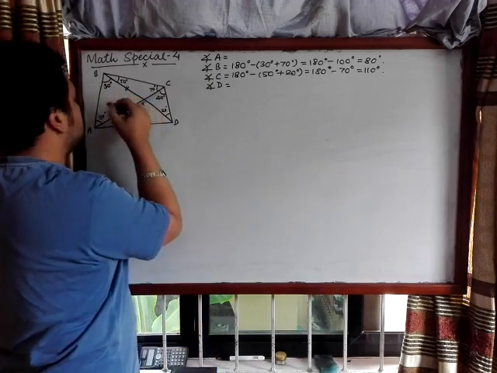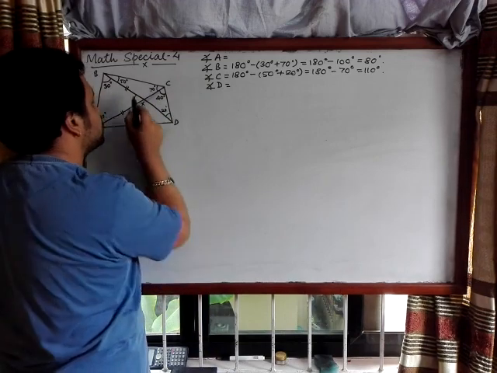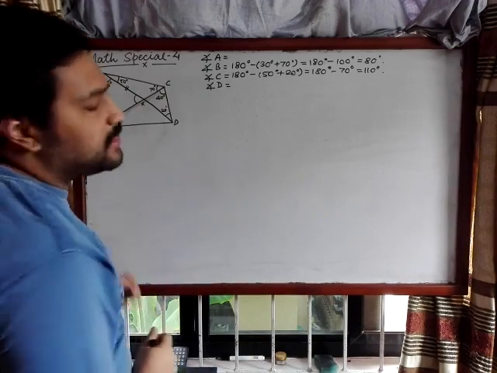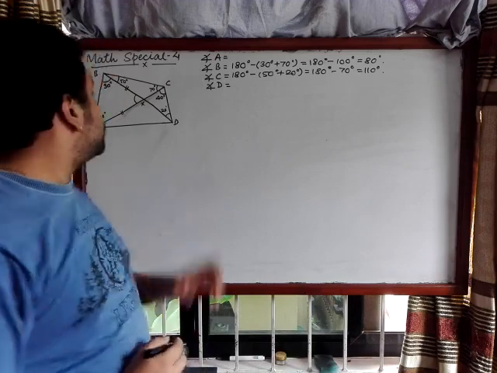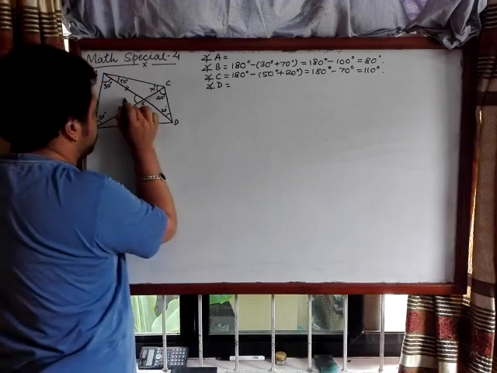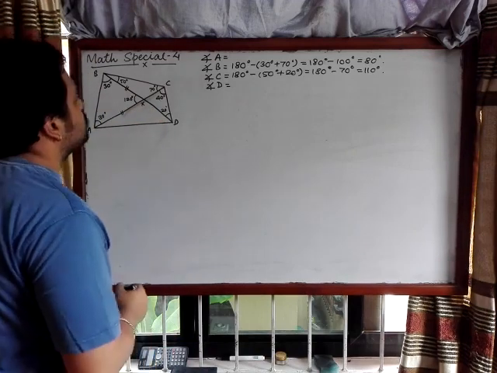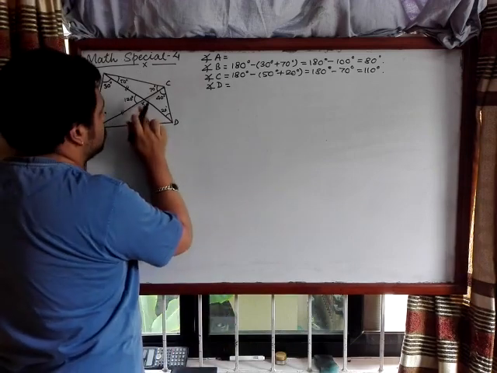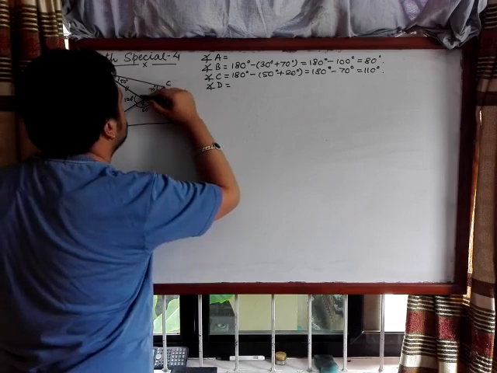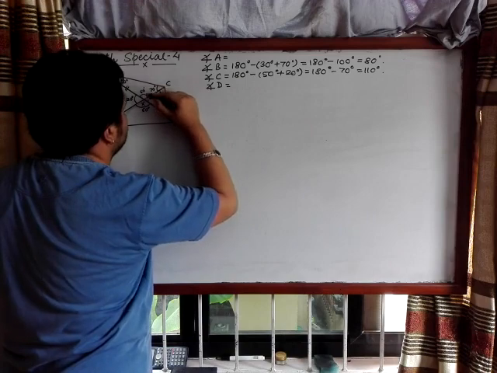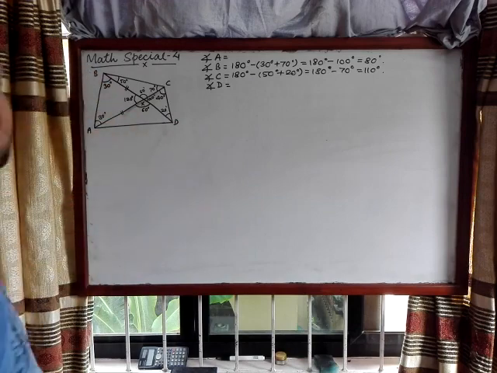Now let's calculate this angle. This angle plus 30 plus 30 means 180. So this angle is equal to 180 minus the sum of 30 and 30, which means 180 minus 60. So this angle is 120 degrees. So this angle should be 60 degrees, and this angle should be 120 degrees. Vertically opposite angles and linear pair.